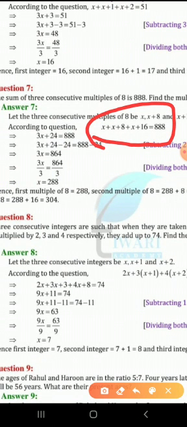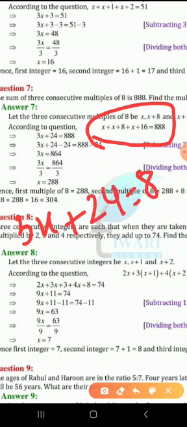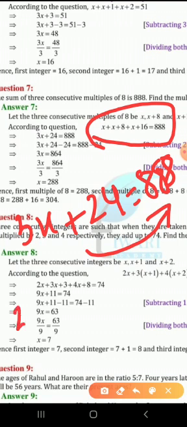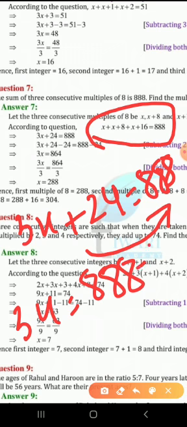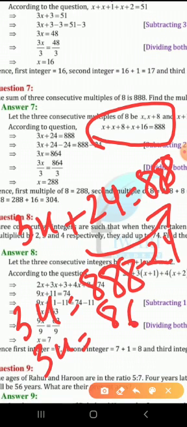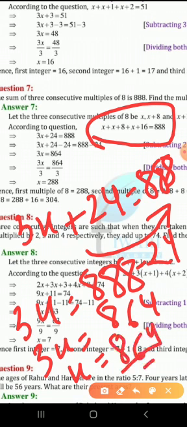Now x, how many times is x coming? x plus x plus x, that is 3x. Adding the numbers, 8 plus 16 gives 24. The right-hand side is 888. Shifting this 24 to the right-hand side, plus 24 becomes minus 24. So 888 minus 24, 3x will become 864. Bringing the 3 down, x will be 864 upon 3.